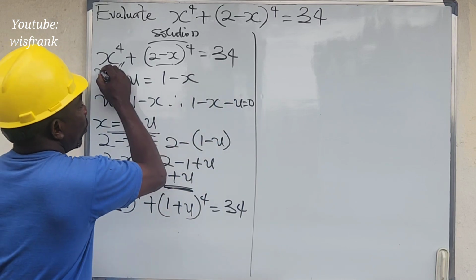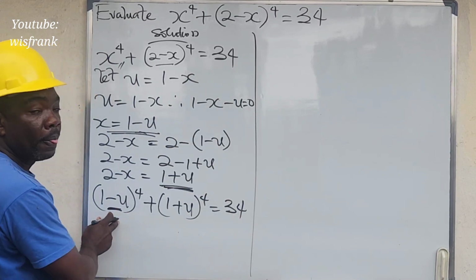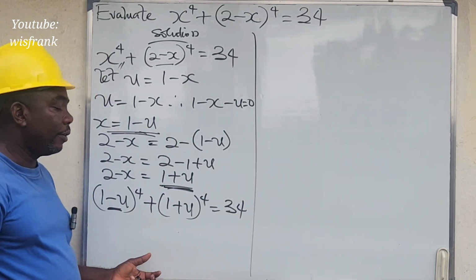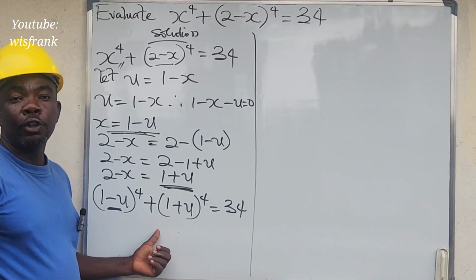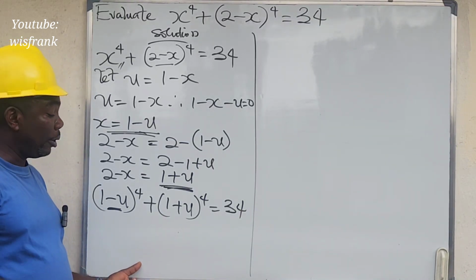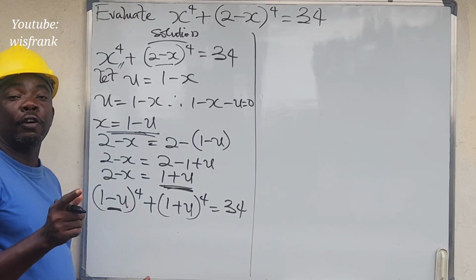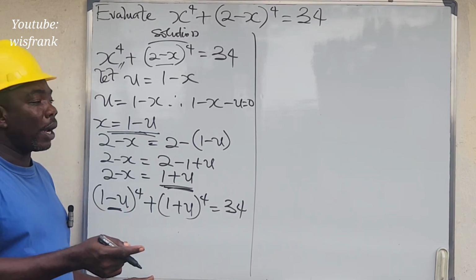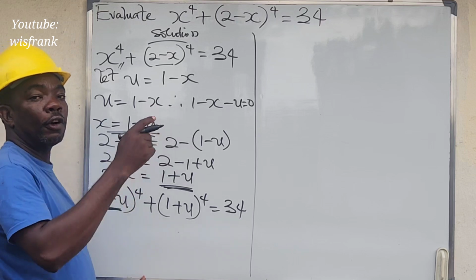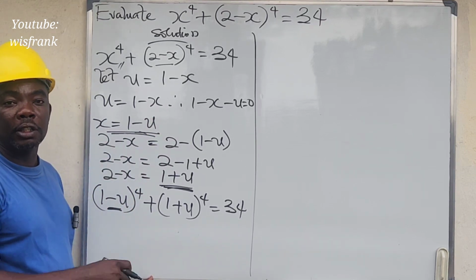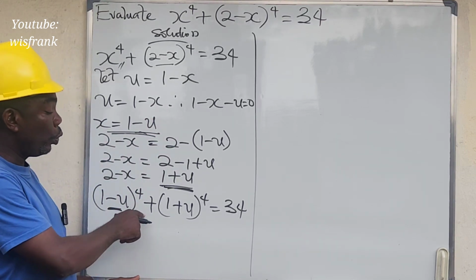So this equation now has turned out to become this. You can see that we have parentheses all to the power of 4. For us to further simplify, we are not looking for the value of x in this equation. We are looking for the value of u, so that subsequently we are going to equate it to this for us to find the value of x. But first of all, let's look for the value of u. How do we do that?